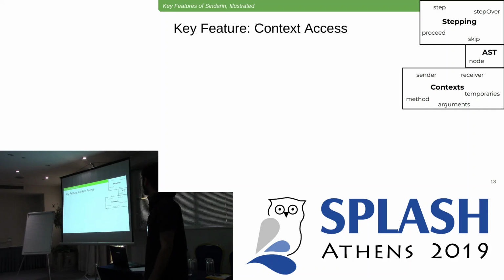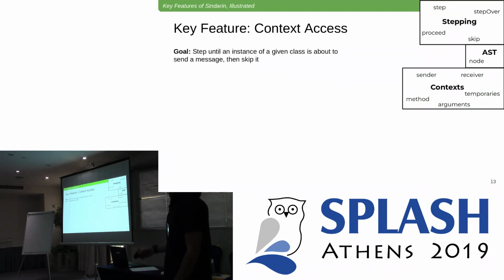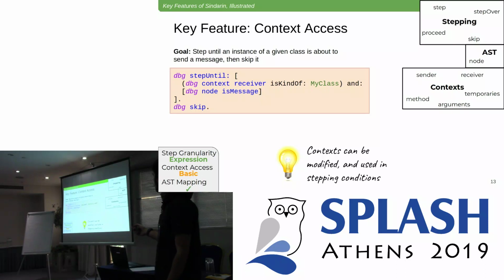Next feature, context access. So this one is a bit more to it. Here we want to step not anywhere. We want to step until an instance of a given class of your choice is about to send a message and then skip it. So we write something like this. We step until the node is a message, the same thing from the script earlier, but also if the receiver of the current context is a my class. And then we skip. So here we use basic context access.